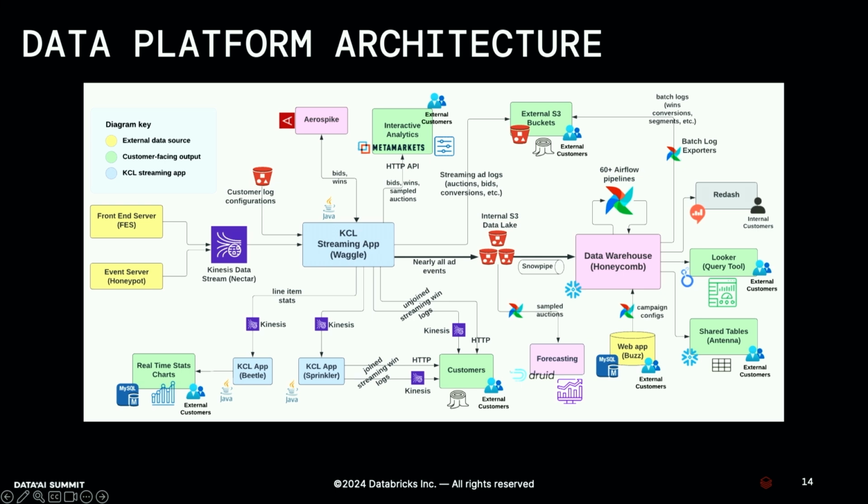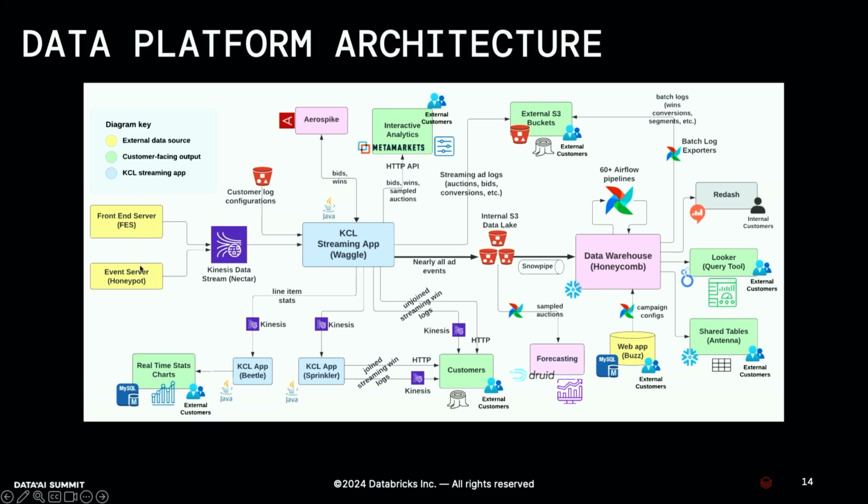Everything in yellow is an external data provider to the data platform. And everything in green is external customer-facing output. Apologies to anyone here with color blindness if I didn't get the colors right. I'll try to use the pointer as well. On the left side in yellow, we have our two main data sources, the front-end server, which sends us auction-related events, and the event server, Honeypot, which sends us post-auction events.